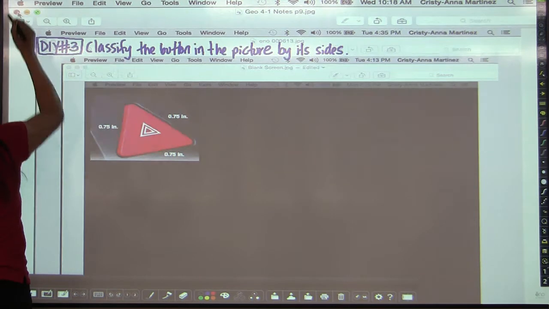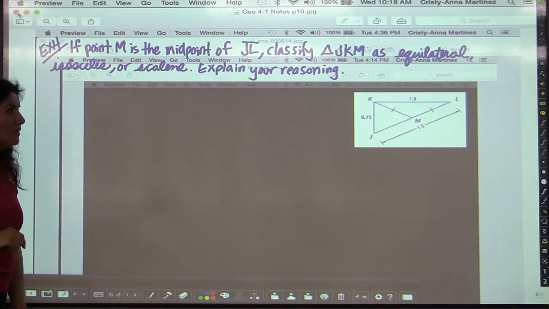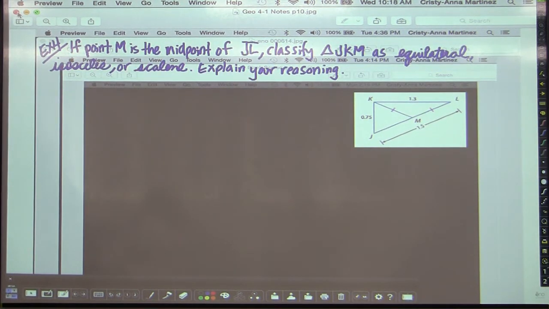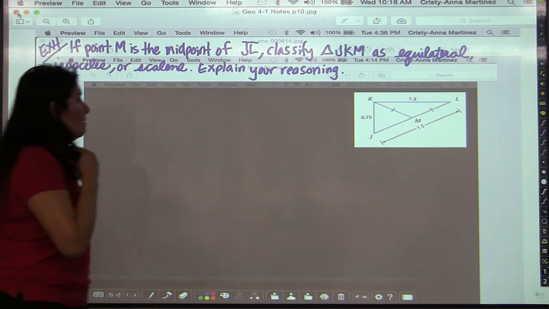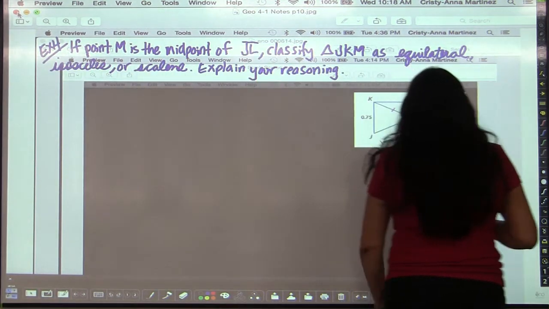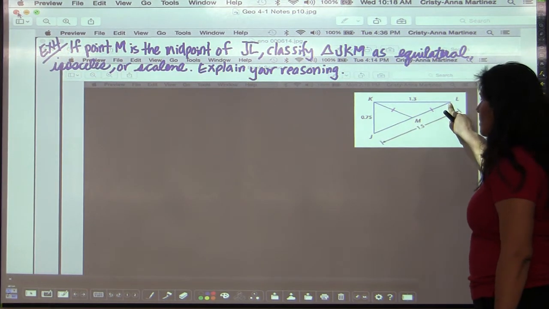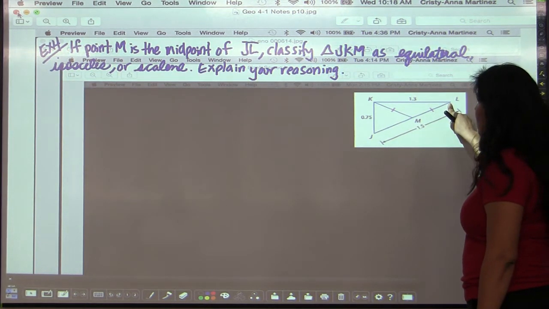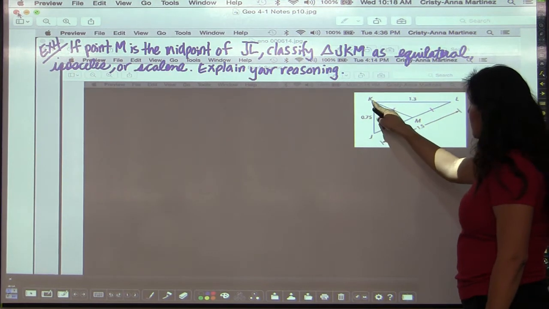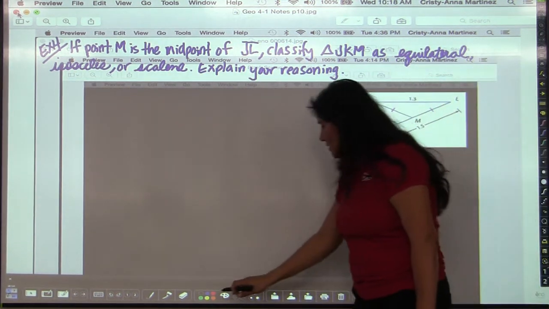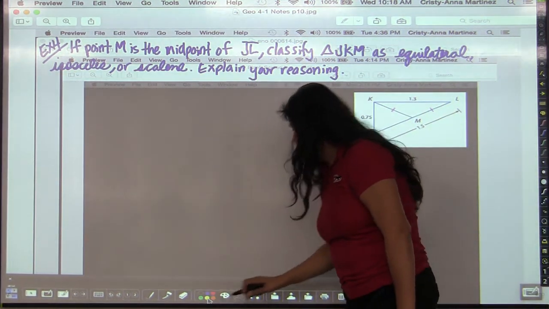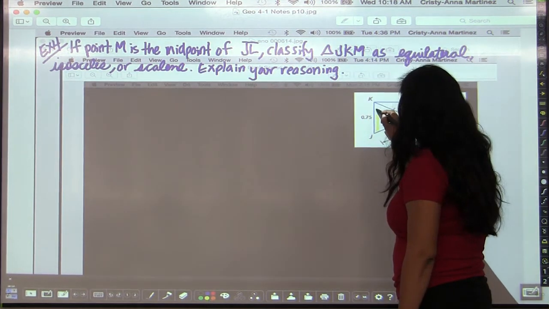So once you do that, we can go to example 4. And in example 4, it says, if point M is the midpoint of JL, so here's point M, and it's the midpoint of JL, classify triangle JKM. So here's JKM. So we want, in this diagram, this little guy right here.